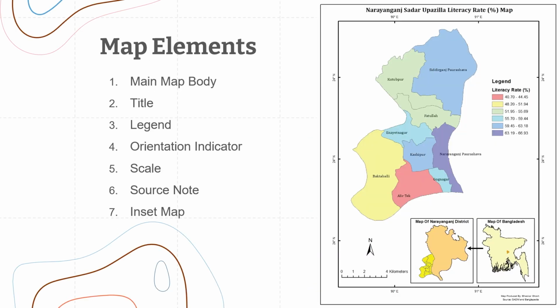Now, let's learn about the map elements. Basically, a map has 7 elements. These are the main map body, title, legend, orientation indicator, scale, source note, and inset map.